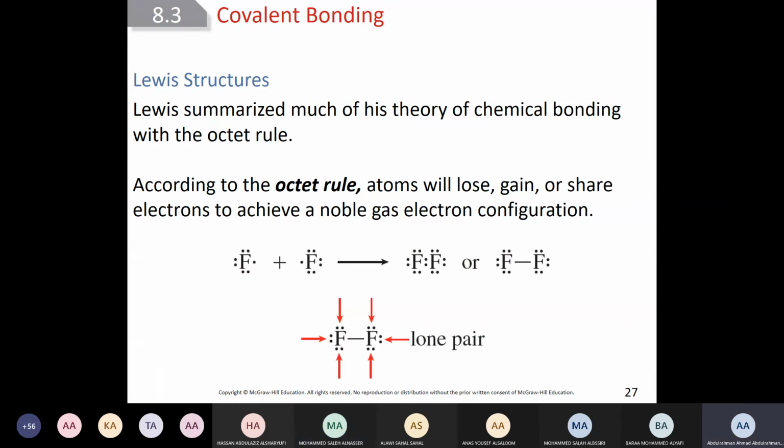That's why when we go to fluorine, what will happen? This fluorine has 7. This fluorine has 7. What will happen if they share these 2? There will be 8 around each one. And how should we draw the structure? We can draw it like this. We can draw it like this. And we can draw it like this.